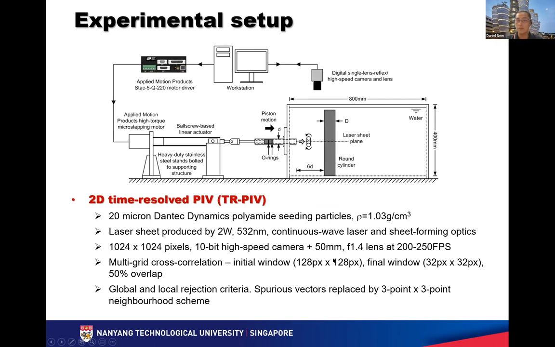As for our 2D PIV measurements, with 20 micron particles, the laser sheet was produced by the same laser. In this case, instead of using a DSLR camera, I'll make use of a 1 megapixel 10 bit high speed camera, which captures the particle images at about 200 to 450 frames per second. For the interrogation process, we use a multi-grid approach with an initial window of 128 pixels square and a final window of 32 pixels square with 50% overlap.